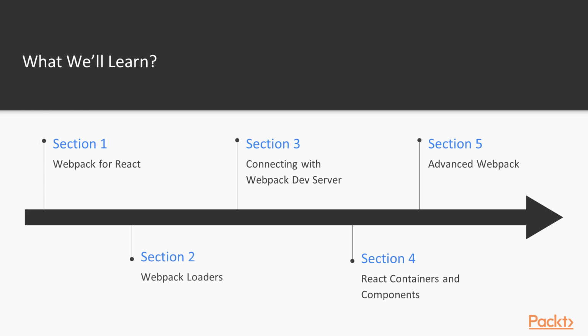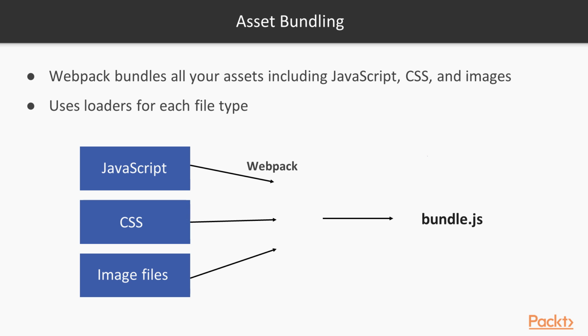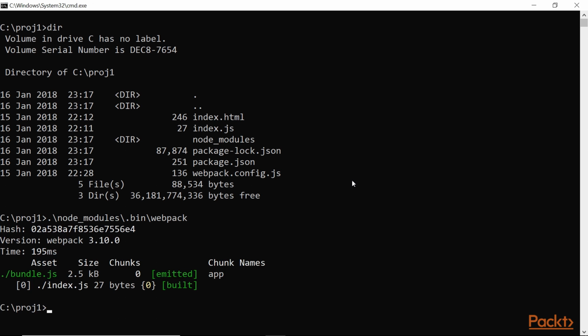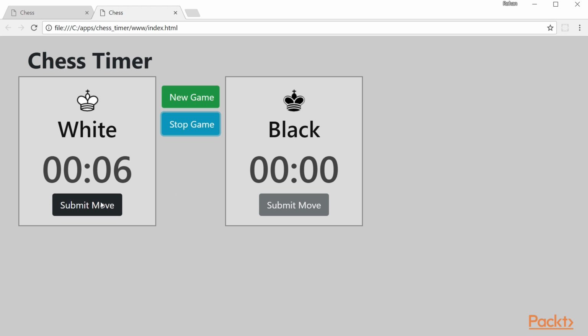In section 1, we'll take a look at how Webpack acts as a module bundler and bundles our source code, including JavaScript, CSS, SCSS, and images into a single output file. You will learn how to install Node, and from there, how to install and set up Webpack so that you can build, bundle, and deploy a simple React application.